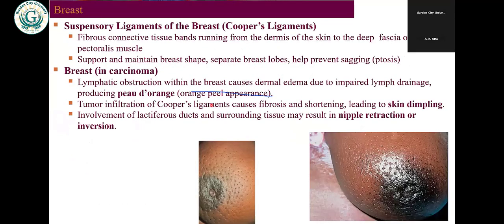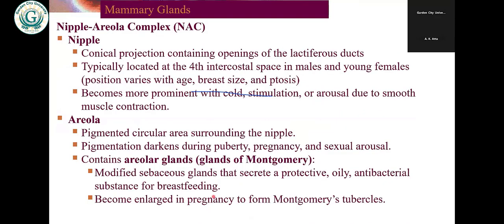The nipple areola complex, of course. So that is the nipple, and that is the areola, the dark pigmented part. You realize that the areola contains what we call the areolar glands. The areolar glands are modified sebaceous glands. So their secretions prevent the nipple from cracking. It also has antibacterial effects.